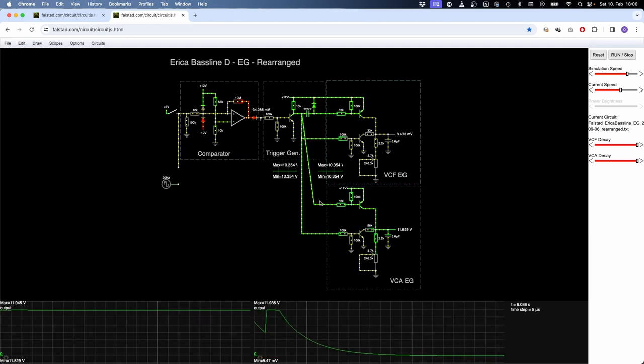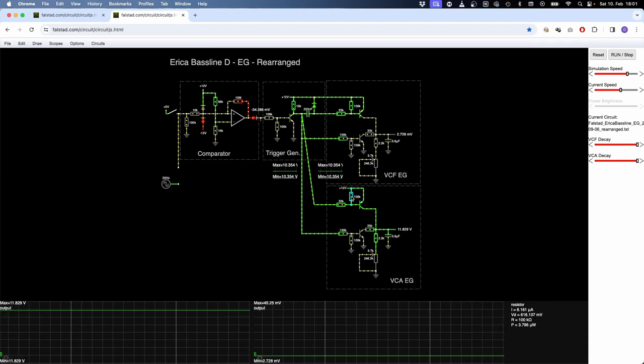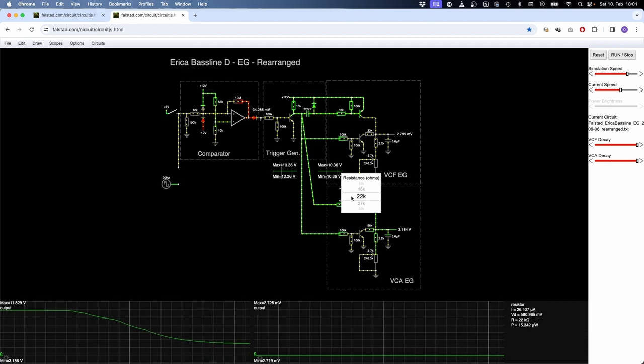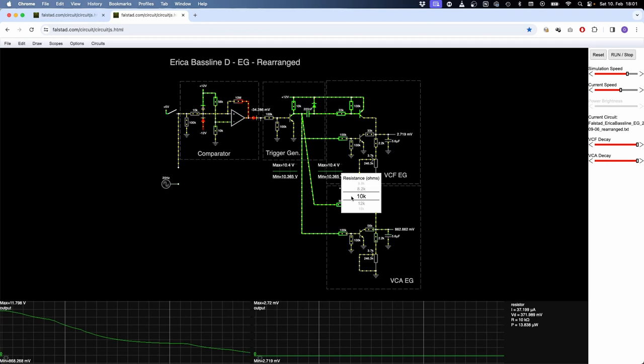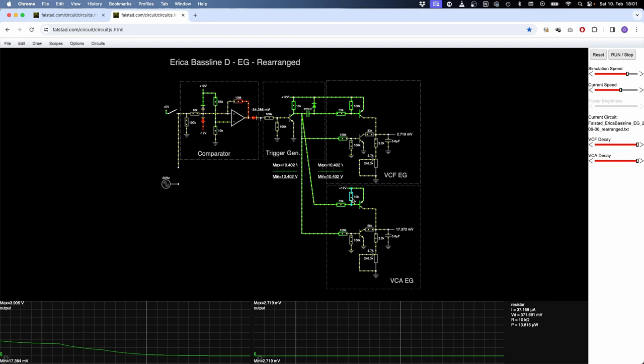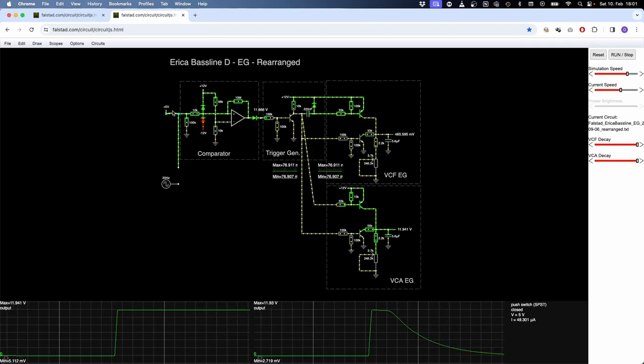We have a little current flowing, which is opening this transistor here. And in order to close it in the normal state, we simply have to lower its amount a little. See in the lower left corner how the voltage is going down. And I figured 10k, at least in the simulator, would do the job. Now the VCA stays open, while the VCF envelope goes down again, as before.